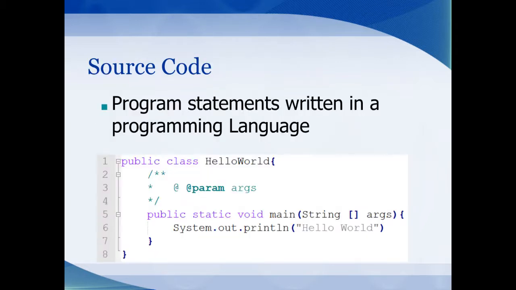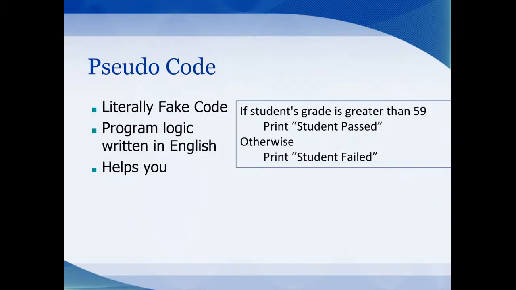When you write these instructions, you use code. Source code is just the program statements written in a programming language. Compare that to pseudocode. Pseudocode is just your program logic that's written in English. You can use pseudocode to help you think out your logic.